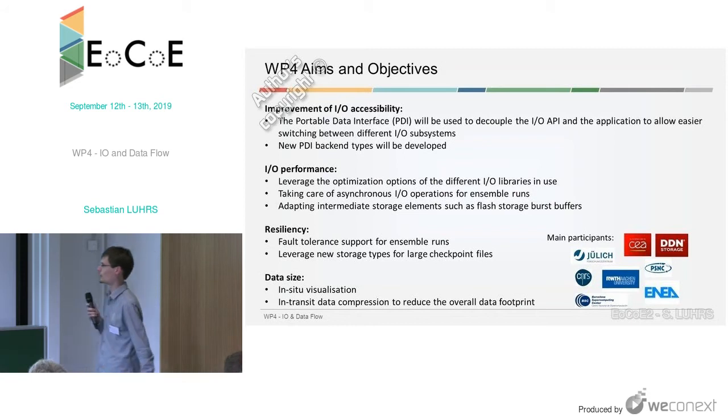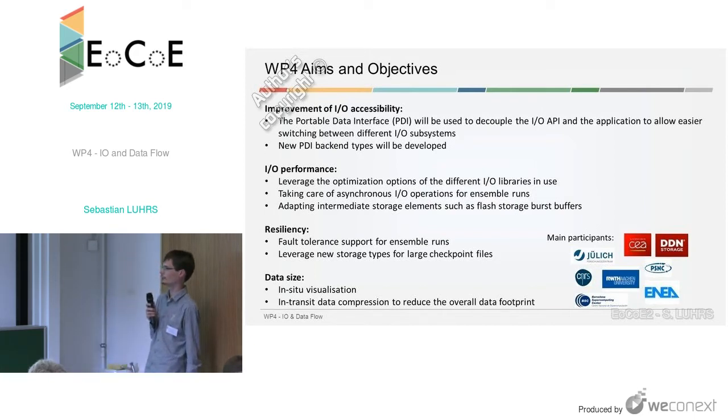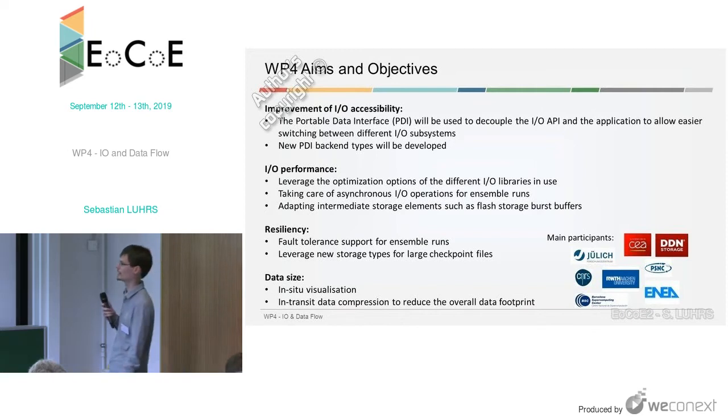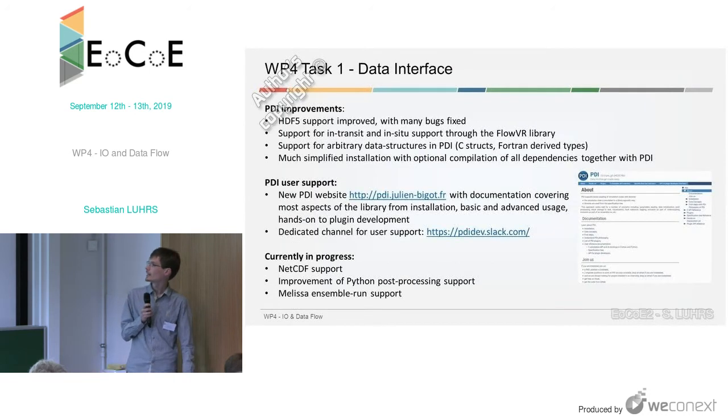Then we have the big point of resiliency, about fault tolerance for ensemble runs and also for large checkpointing files in general. And finally, how to reduce the overall data size, about in-situ handling and in-transit data compression. We have 4 objectives, so we also end up with 4 tasks here. And now I want to give a short status update of the tasks and what the status was in month 8.